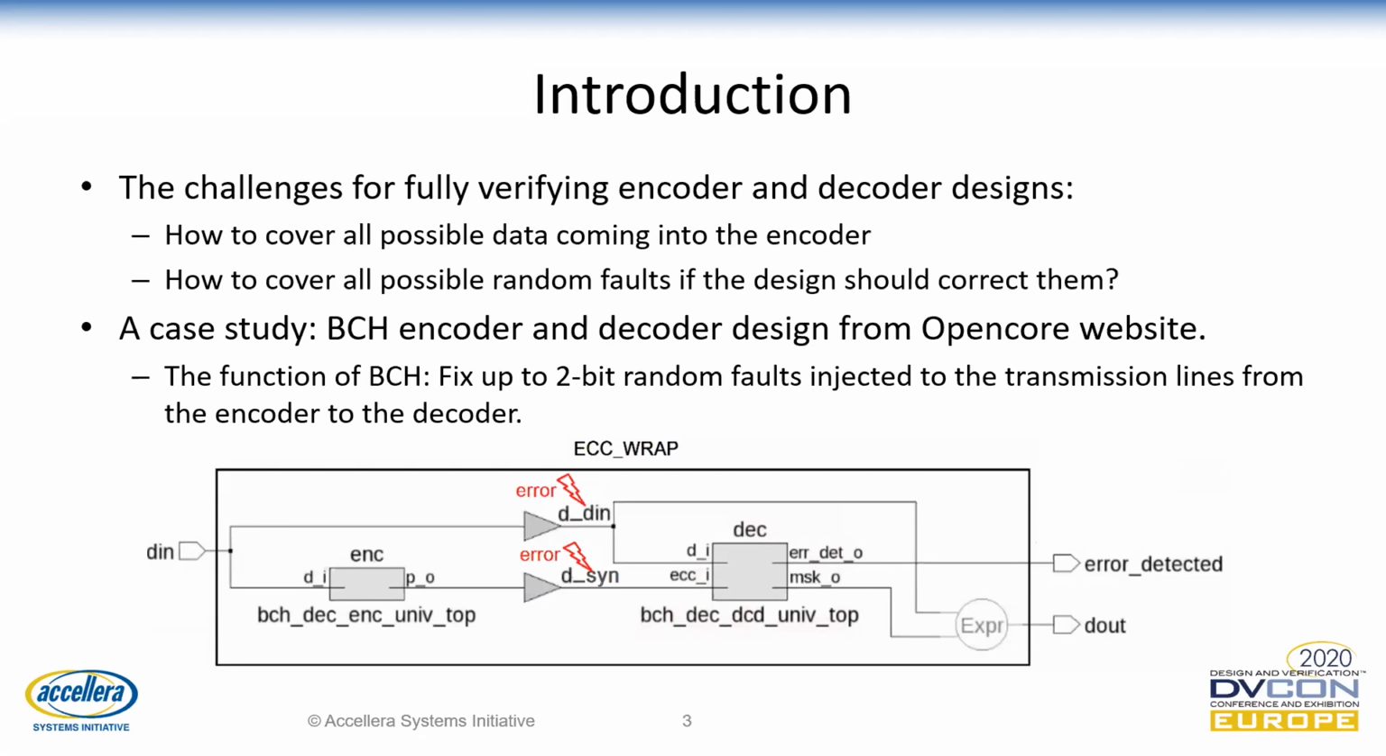This design can fix and detect 1-bit and 2-bit random faults injected to the transmission lines DSYN and DDIN, so these two signals. For this design, the output signal should be equal to the DIN. That means the design can correct the errors. And the error detected signal should be 1 when an error is injected to either the DIN or the DSYN, so any bit of them, but fewer than 3 bits.